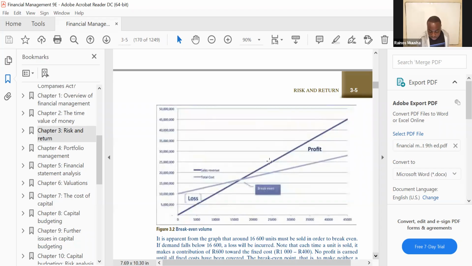So the question would be, when are you going to break even? You break even when you neither make a profit nor a loss. So we need to find out exactly how many units you must sell to neither make a profit nor a loss. How many units must you sell to cover your total cost, which is your fixed cost and your variable cost? This is what we refer to as the break-even point.